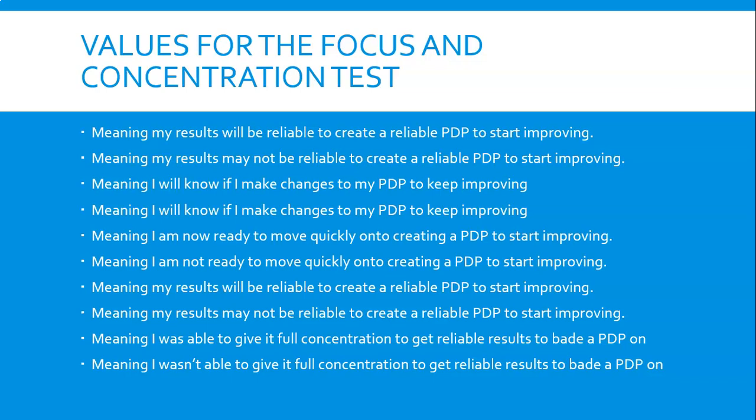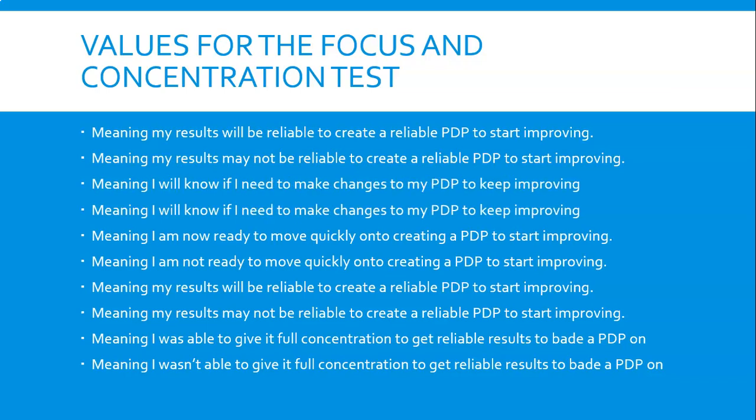Again, they're mixed up, so you're not just picking them out and matching up with the same one. You've got to think about it before you write it down. The good and the bad are together, though, remember. So, meaning my results will be reliable to create a reliable PDP to start improving. So there was an increase in reliability there. Meaning I will know if I need to make changes to my PDP to keep improving, or the flip of that. So there is an increase of knowledge in terms of knowing that you need to make changes there. Meaning I'm now ready to move quickly on to creating a PDP to start improving, or the opposite, so there's an increase of speed in getting to move on to create your PDP and to start improving.